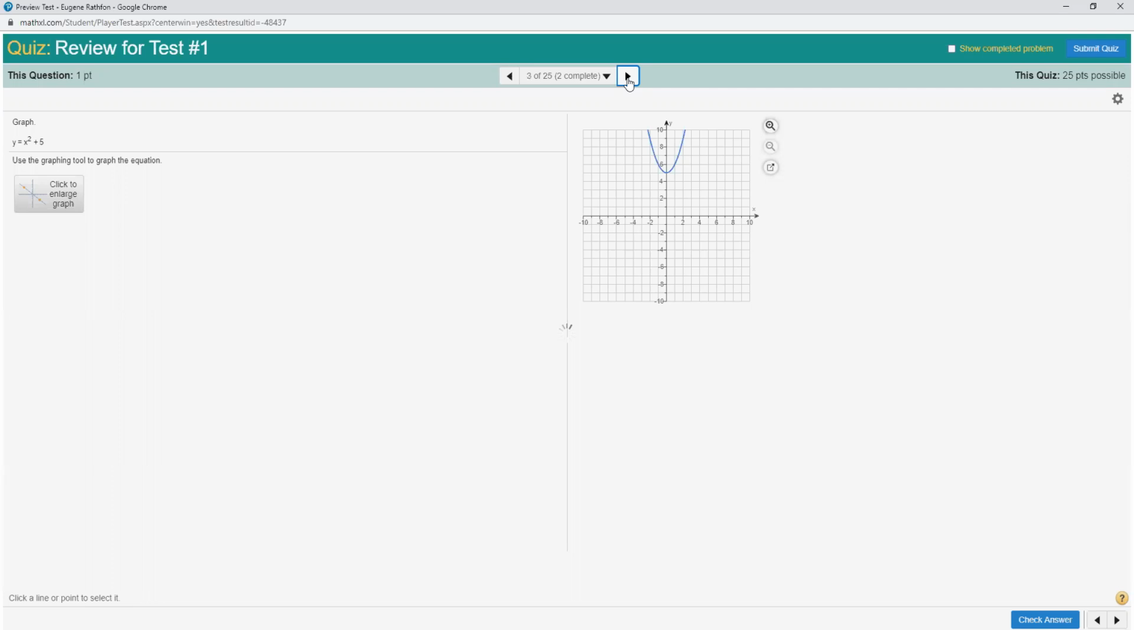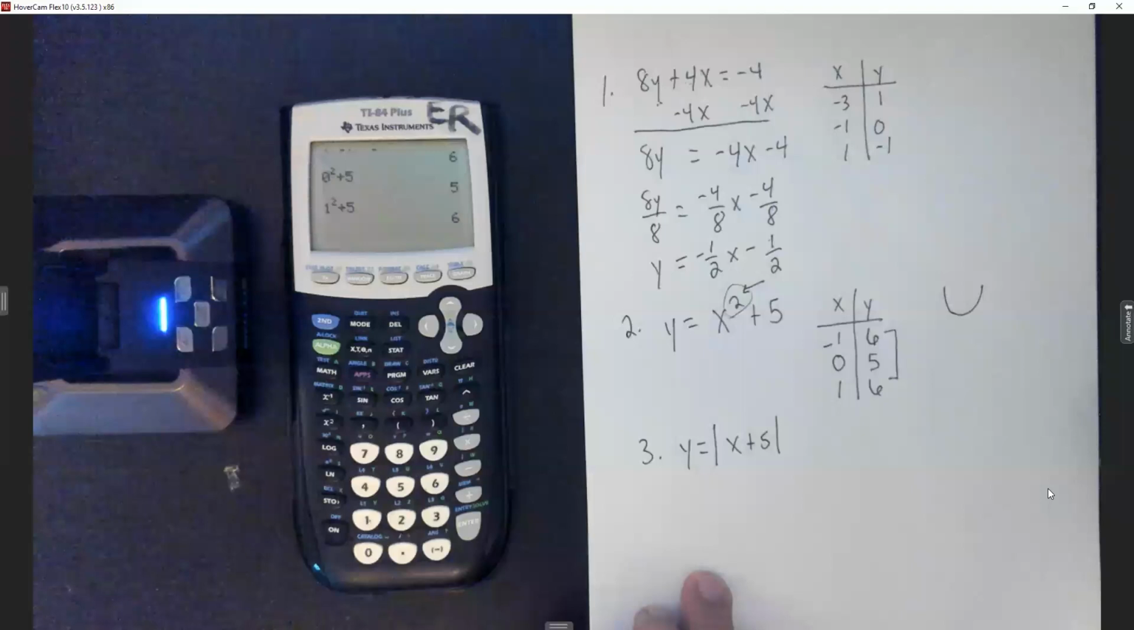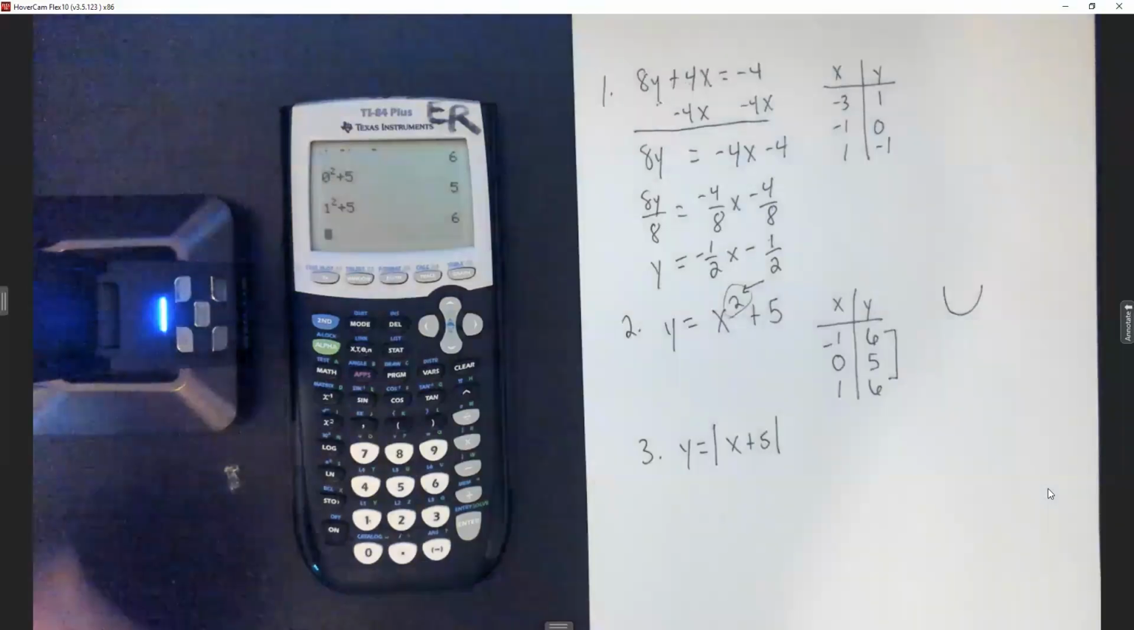So probably another graph. So this is y equals the absolute value of x plus 5. All right, so let's go work that one. So absolute value of x plus 5.